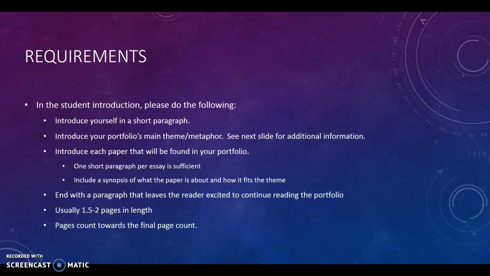In terms of requirements, these are the things that should be included. Most people choose to do this in a paragraph. Number one, you should introduce yourself in a short paragraph. Number two, you should introduce your portfolio's main theme or metaphor in a paragraph, and we'll talk about that in future slides. You should then introduce each paper that will be found in your portfolio. And what I would suggest is that you should include one short paragraph per essay. In that short paragraph per essay, you will include a synopsis of what the paper is about and how it fits your theme.